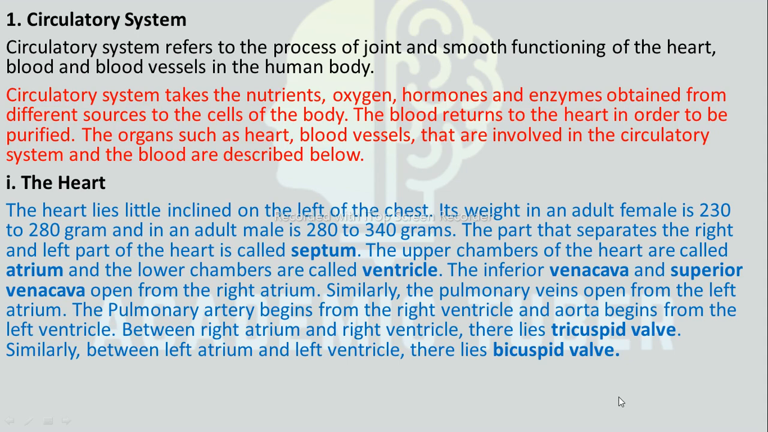The inferior vena cava and superior vena cava open from the right atrium. Similarly, the pulmonary veins open from the left atrium. The pulmonary artery begins from the right ventricle and the aorta begins from the left ventricle. Between the right atrium and right ventricle, there lies the tricuspid valve. Similarly, between the left atrium and left ventricle, there lies the bicuspid valve.